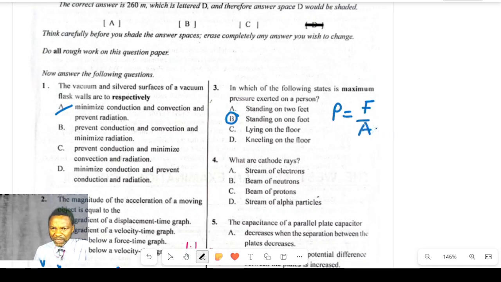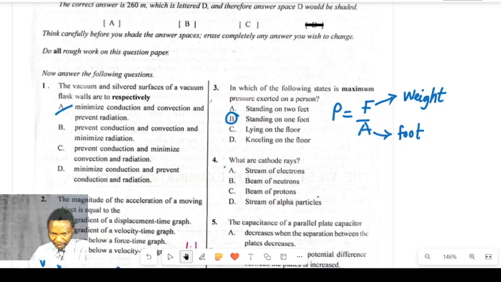So when the person is standing on one foot, you have the smaller area. If you divide, you have the highest pressure. The smaller the area, the higher the pressure, because F here is the weight of the person, and the weight of the person remains constant. You are going to have the lowest pressure if the person is lying on the floor, because the area of the body is wider.